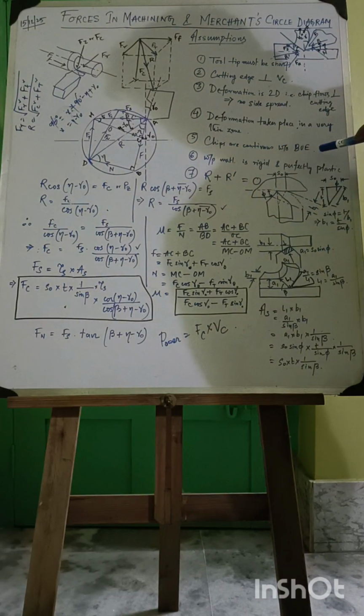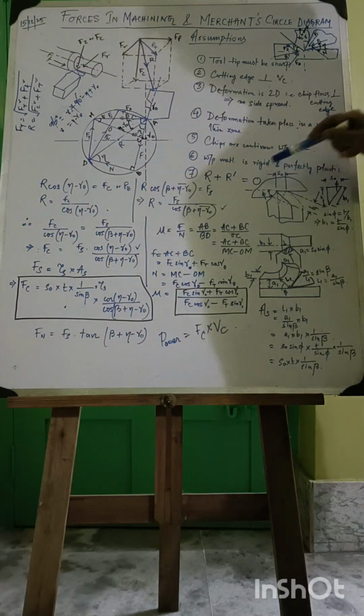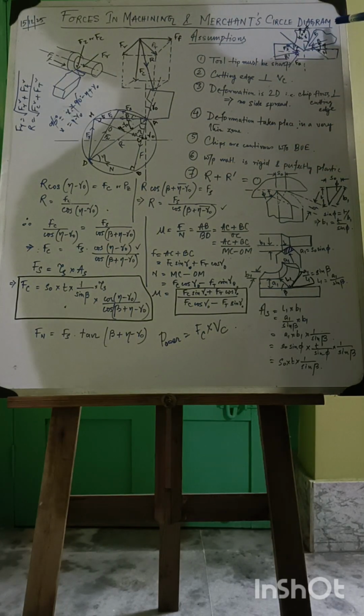Five, chips are continuous without BUE. Six, workpiece material is rigid and perfectly plastic. Seven, R prime plus R equals 0. Here is R prime and here is R. R is from the tool side and R prime is from the workpiece side.